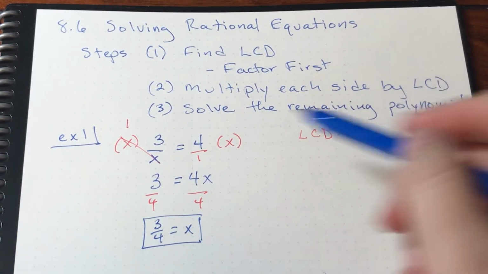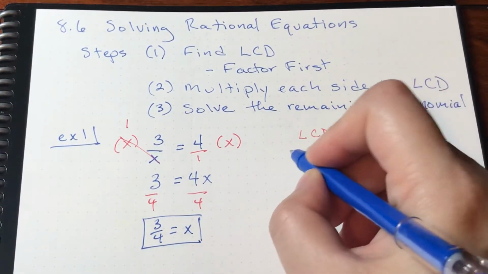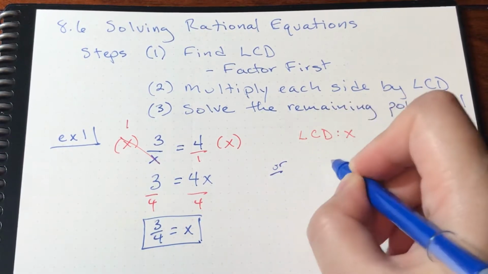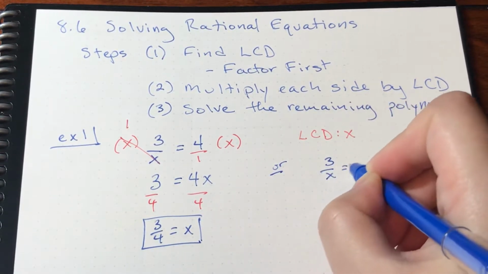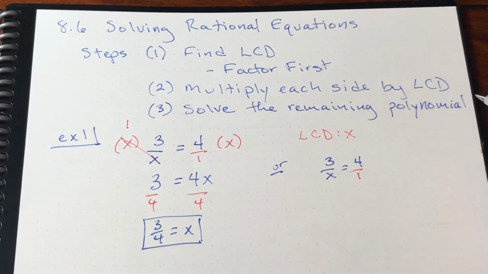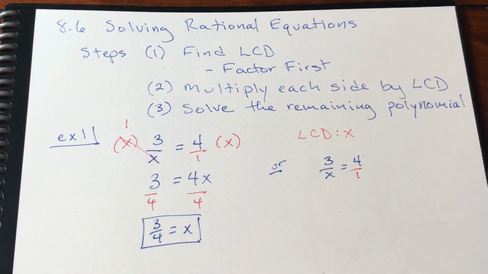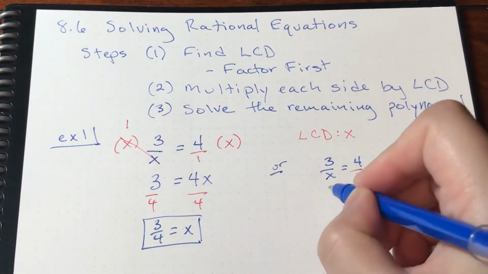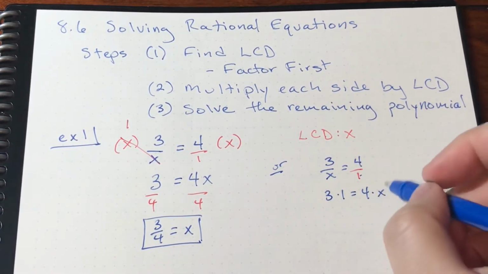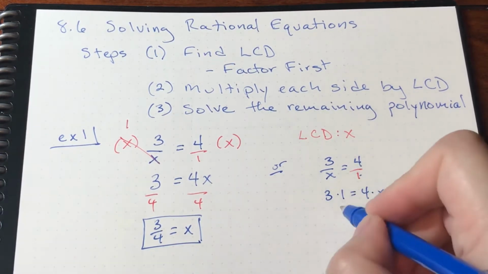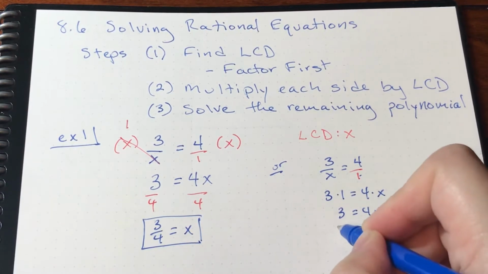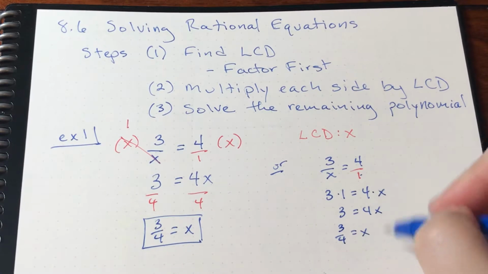You can cross multiply. So 3/x equals 4. Again, we can put that 1 there. So 3 times 1 equals 4 times x, which is 3 equals 4x, or 3/4 equals x. So we can see we get the same result.